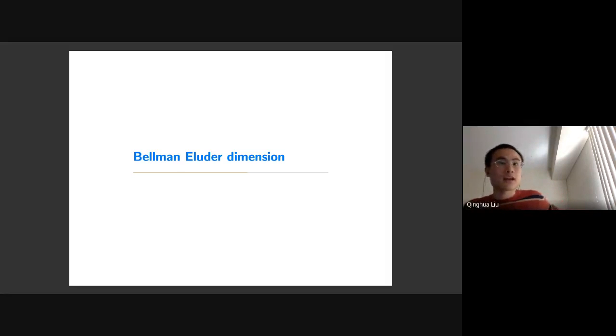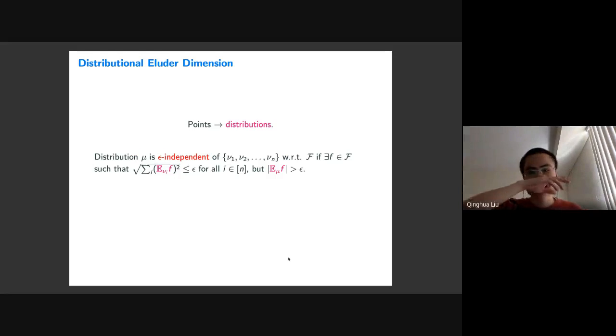Now we have basically covered all the necessary background knowledge, and I think it's a good time to introduce our definition of Bellman Eluder Dimension. So starting from the eluder dimension, we need to make 2 minor modifications to derive the Bellman Eluder Dimension. The first one is we need to define the distributional version of eluder dimension.